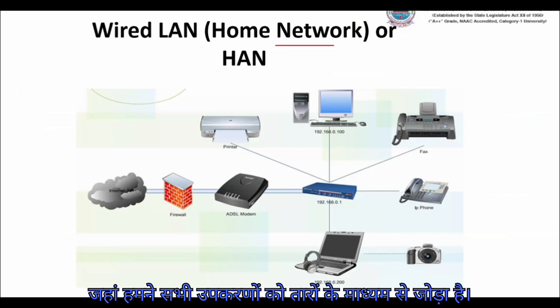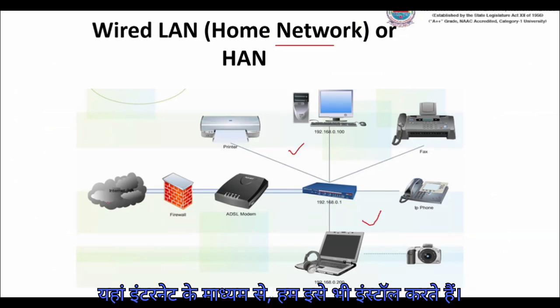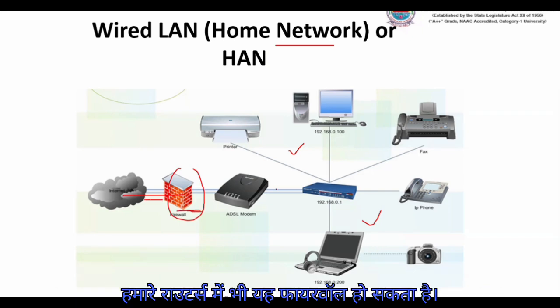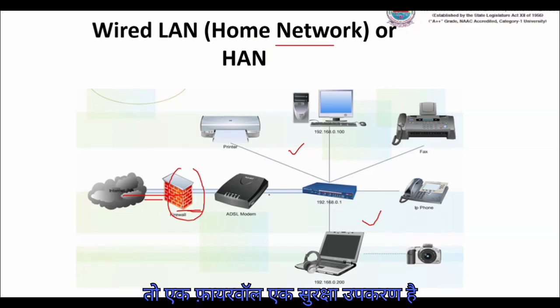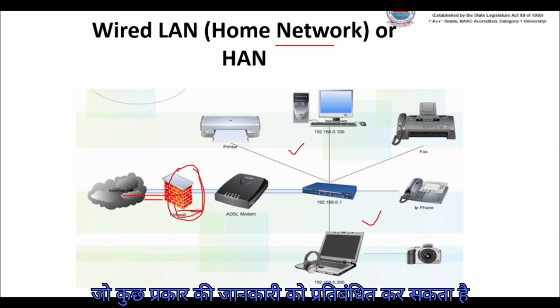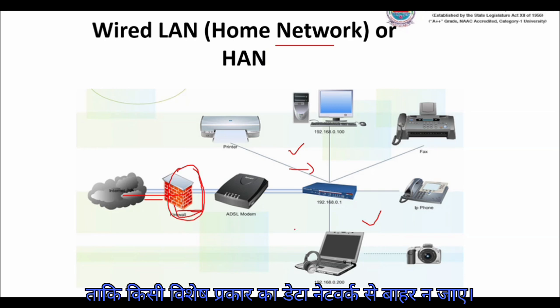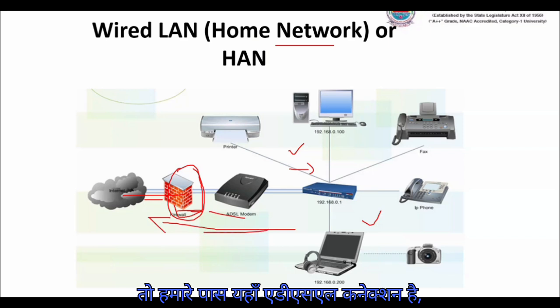And this is a wired home area network where we have connected all devices through wires. Here through the internet, we also install this. A firewall can be installed at the service provider side also. We can also have this firewall in our routers. Okay, so a firewall is a security device which can restrict certain kind of information from entering our network. We can also set up security mechanisms for particular kind of data to not go out of the network. अंदर भी ना आ सके और अंदर से बाहर भी ना जा सके.